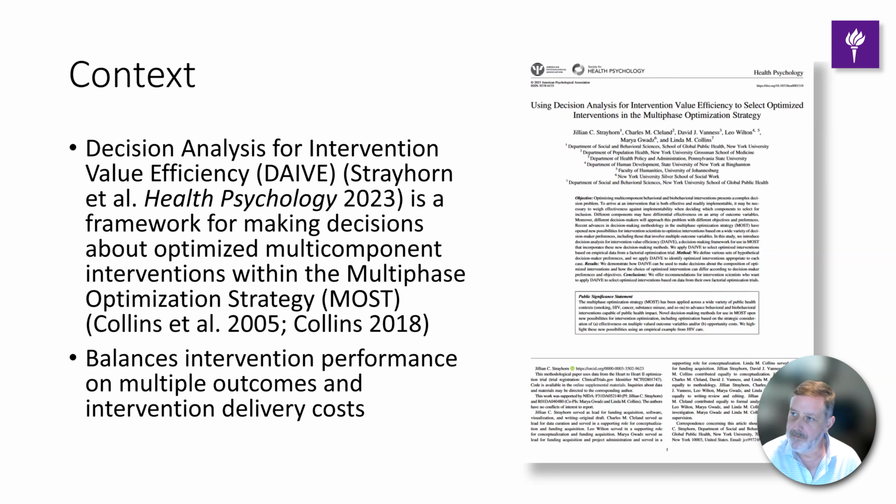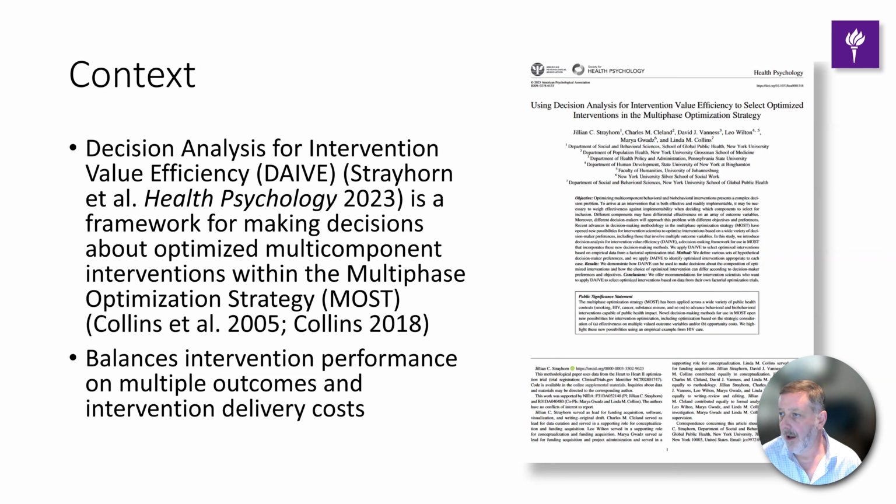This particular approach helps to balance intervention performance on multiple outcomes of interest. So not just a primary endpoint, but multiple things that our interventions tend to affect. And it balances that against the delivery cost of the intervention. We'll talk about the difference between delivery costs and other costs a bit more in the future.